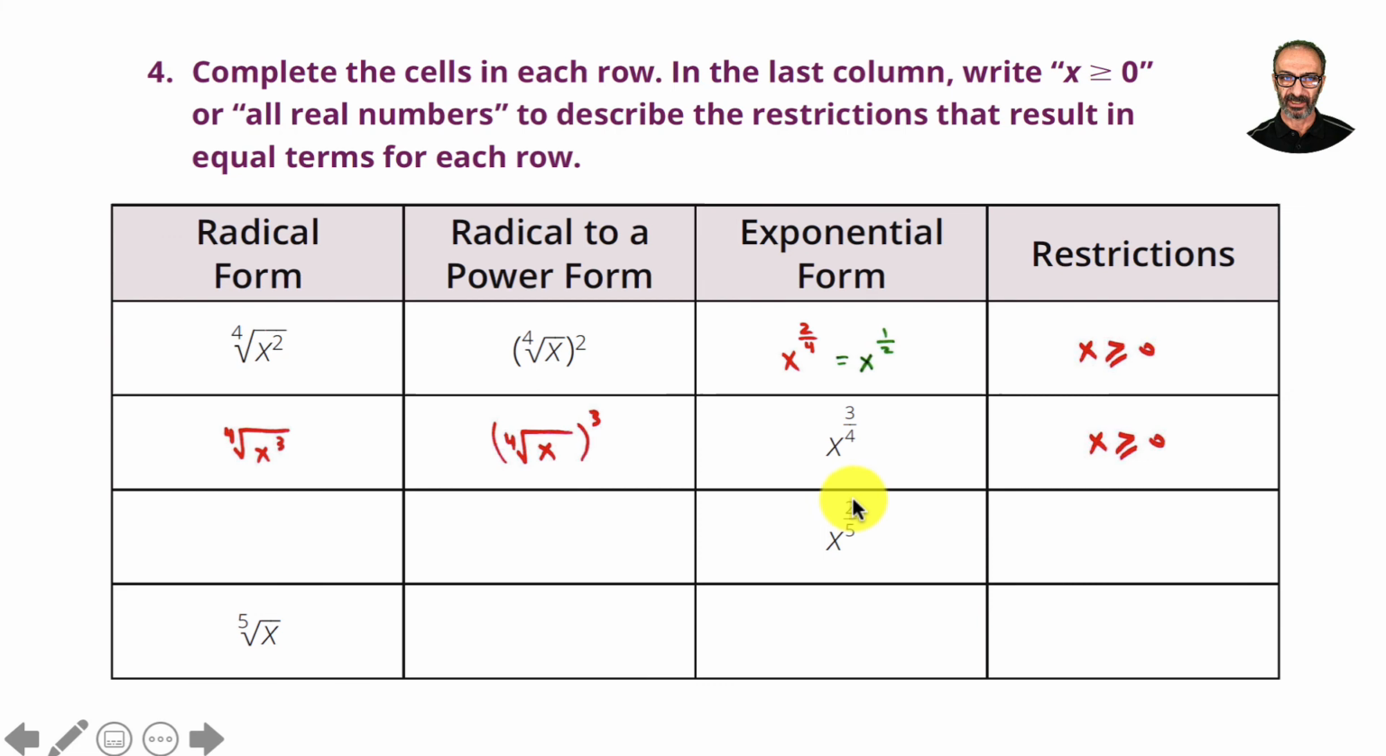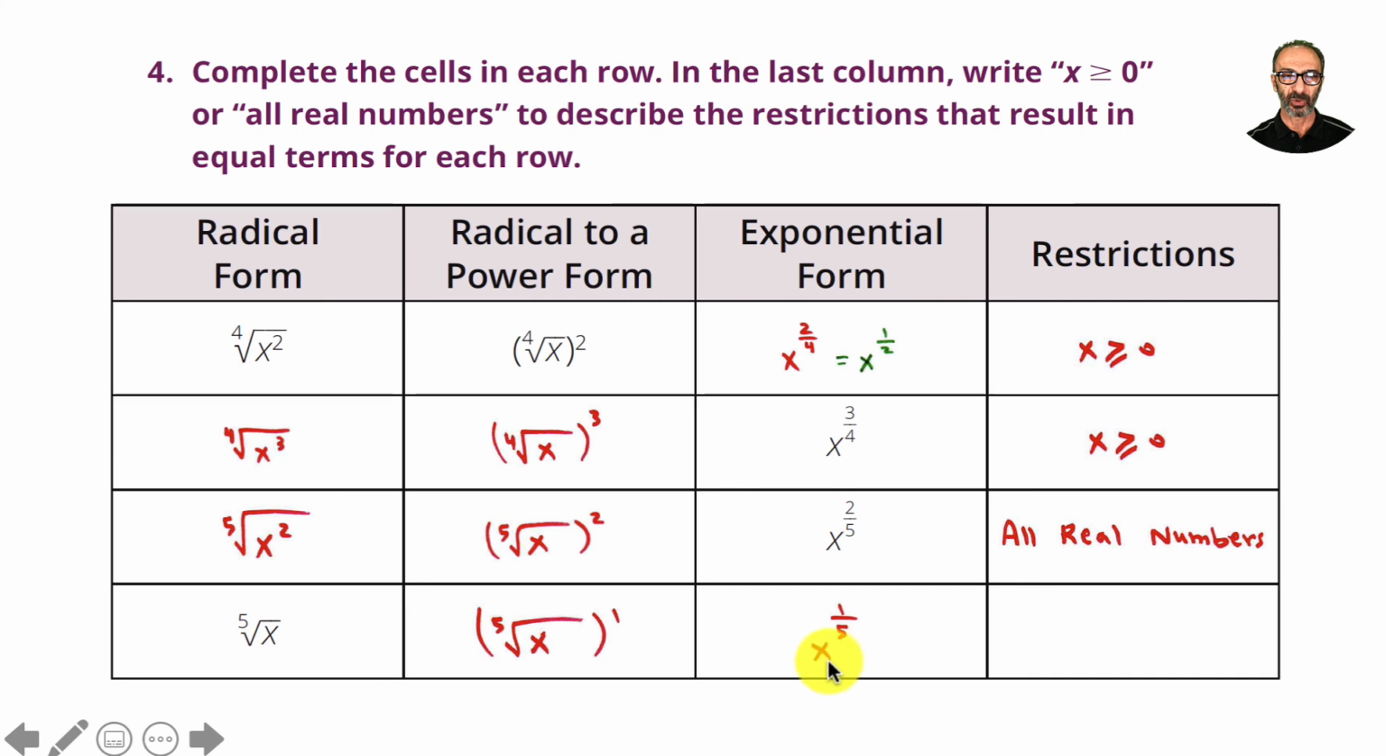Now, same style, let's go faster. 2 over 5, that means fifth root of x to the second, or differently, fifth root everything to the second. Because 5 is odd, we shouldn't worry, so it's going to be all real numbers. This one here, the fifth root of x, that means to the power 1, or differently x to the power 1/5, just like this. All real numbers, because we could have negatives inside.